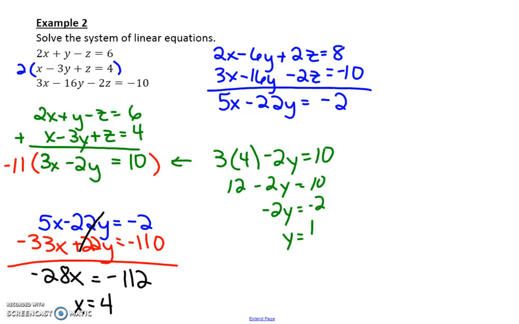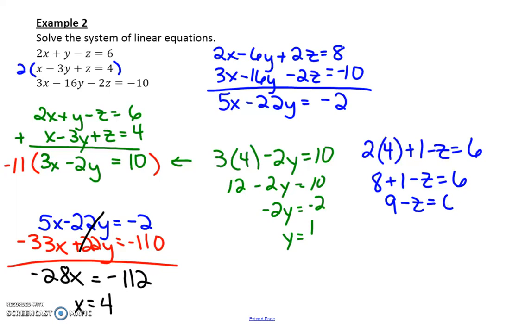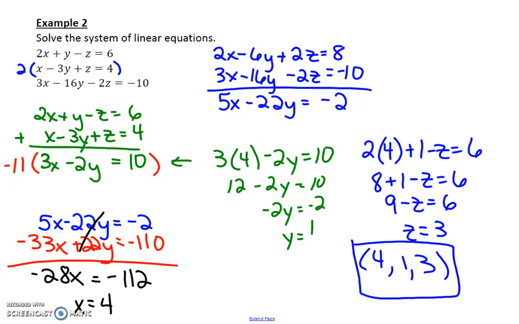So I'm just going to take the first equation. So 2 times 4, and again, this is the original equation, the very first one, plus 1 minus z equals 6. So 8 plus 1 minus z equals 6. So 9 minus z equals 6. So z has to be 3. So our answer is 4, 1, 3. Again, we put that in alphabetical order.